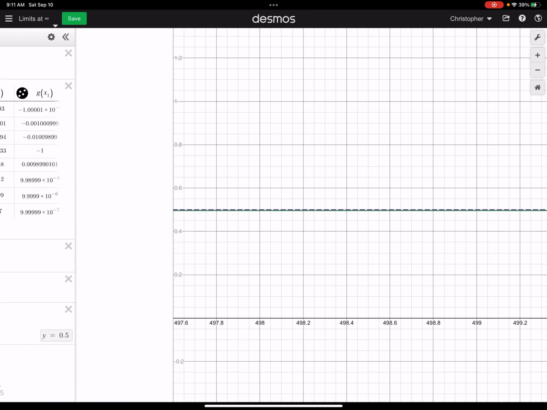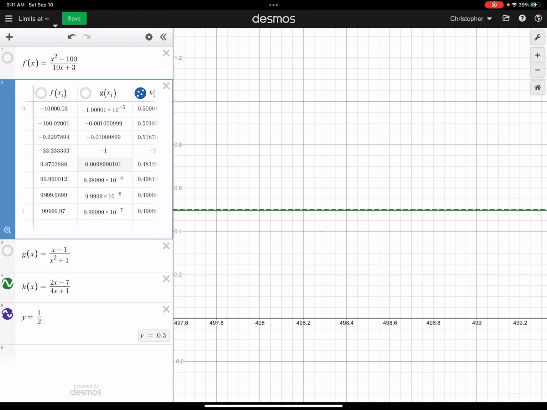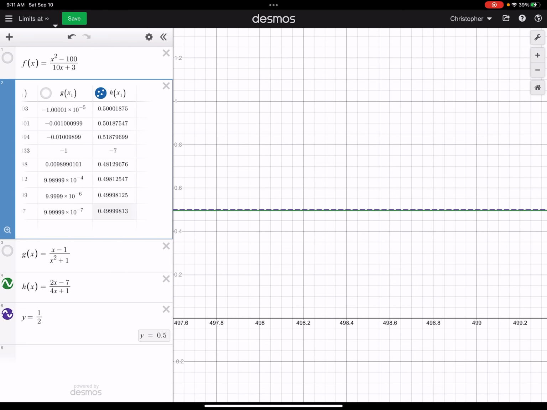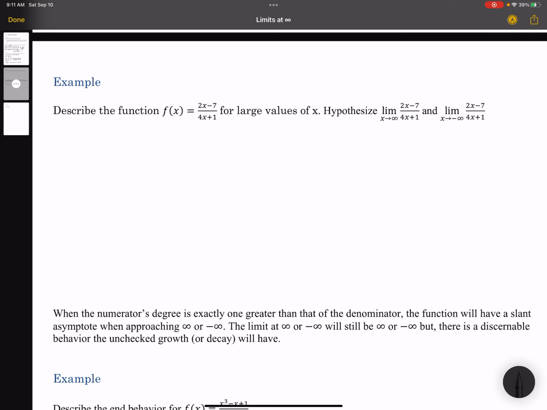So if we look at our table and see what's happening for really large values of x, look, x is 1 million here, and we get 0.4999, which rounds up to be 0.5. So for large values of x, f of x behaves like, we'll say f1 of x equals 2x divided by 4x.